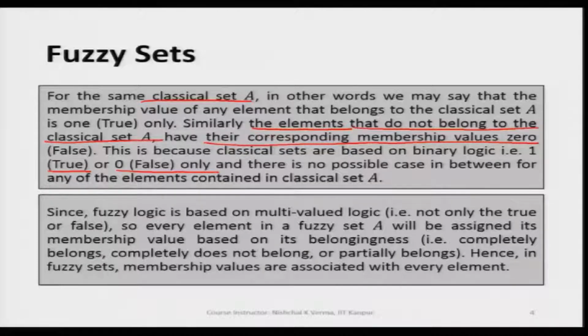So, there is no possible case in between for any of the elements. This point is very important to note, because in a classical set either an element is present or it is not present.